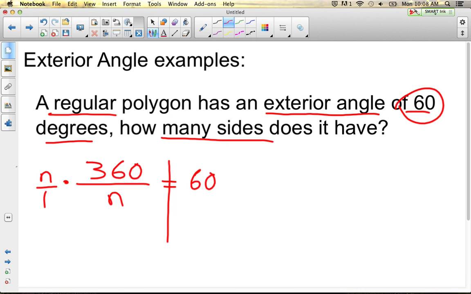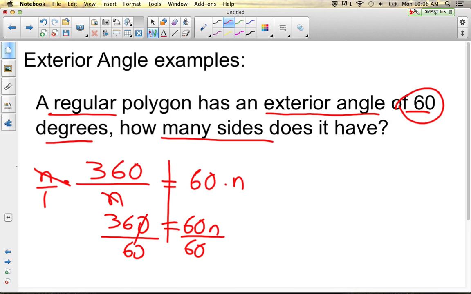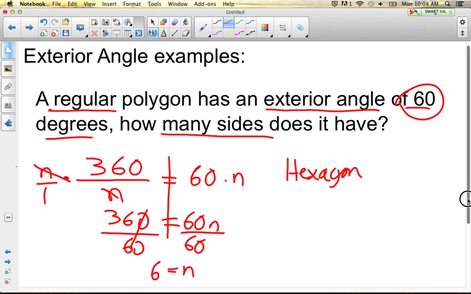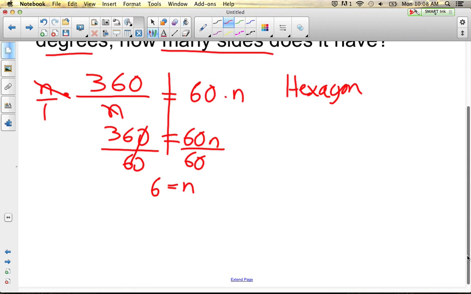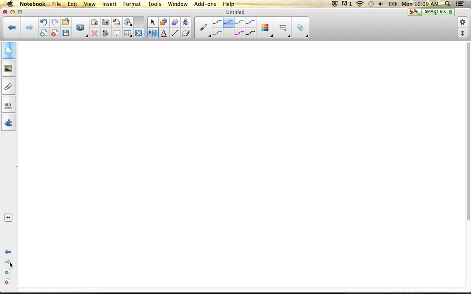Multiply both sides by n. So 360 is equal to 60n. Divide both sides by 60. 36 divided by 6 is just 6. So that means you have a hexagon, or 6-sided polygon. And I think we are done. Time for homework.